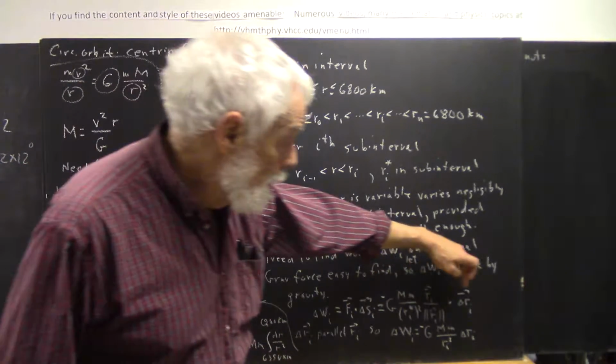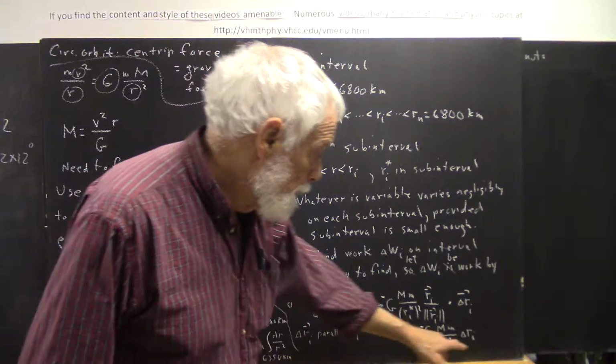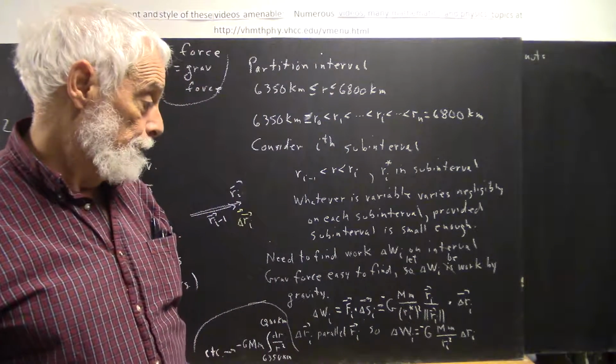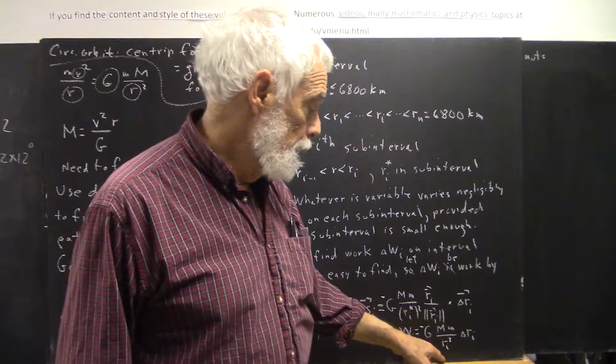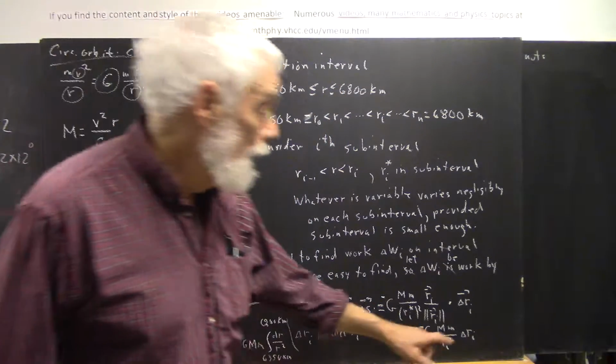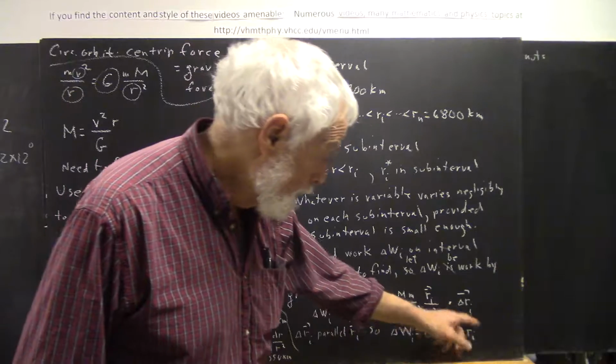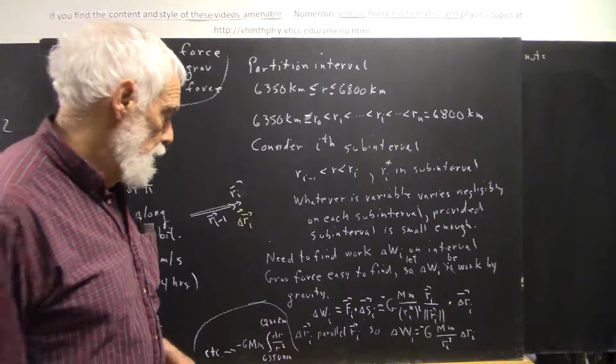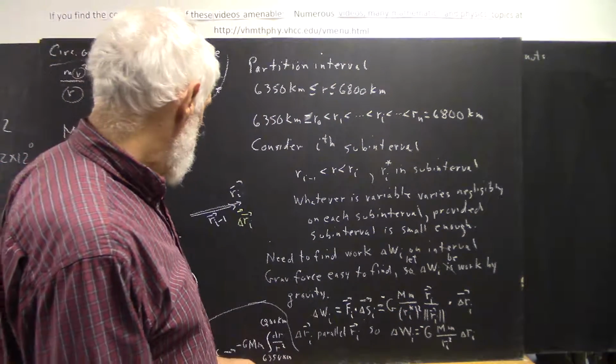Anyhow, we do this dot product, and we get this: negative G times big M little m over r sub i squared times the magnitude of delta r sub i. No vector over that, it's a magnitude. But that leads us to an integral.